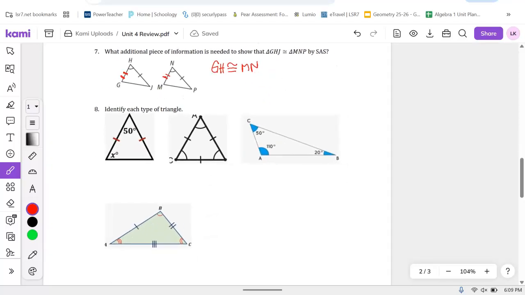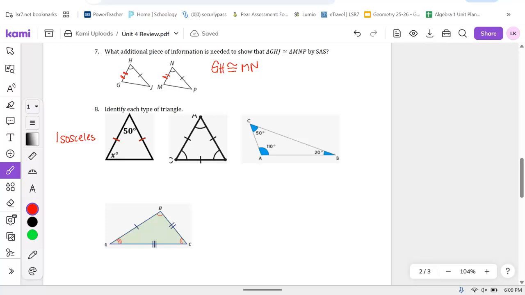Now this one's a little bit different. You're going to have a question that says identify each type of triangle. And then you're going to have another question that gives you side lengths and angle measures that you have to identify the triangle. So we're going to kind of go over that. So this first one is isosceles, because you have two sides that are congruent.